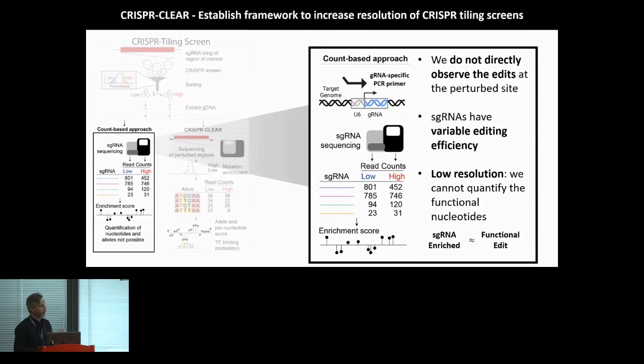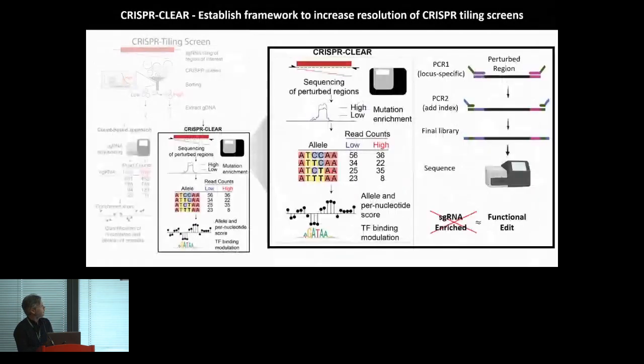So we reasoned, why don't we change this framework and just sequence the region? And that's essentially the revised version of the screen, in which we actually perturb this region. But this time we design primers to sequence this region. After you sequence, you get alleles, and you now have a read count of alleles. But now, from the allele, maybe there is a way to recover the nucleotide importance. And if you have the nucleotide importance, then you can start to think about transcription factor binding modulation by this perturbation.